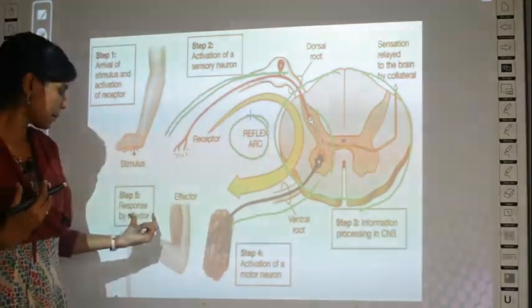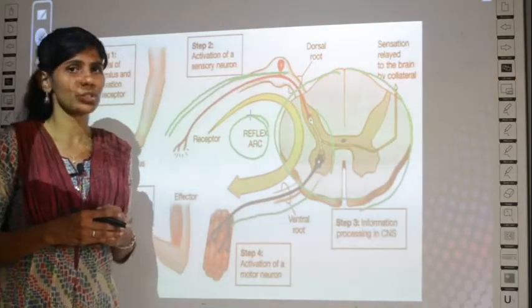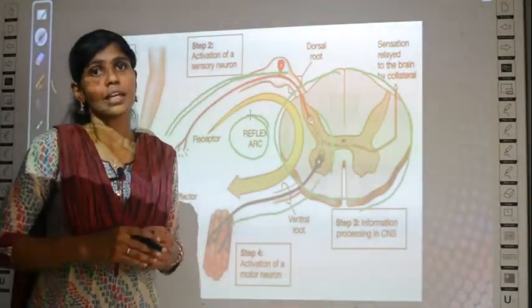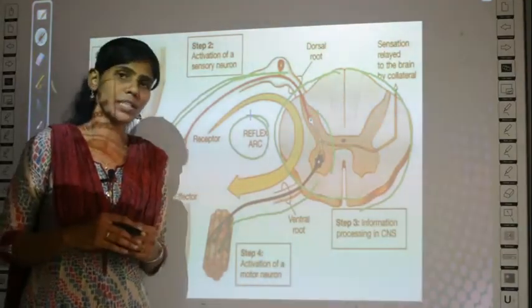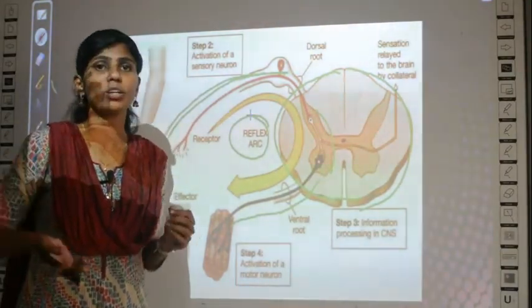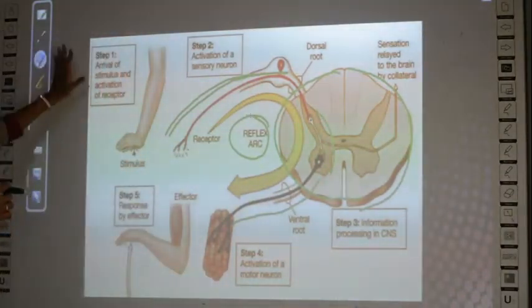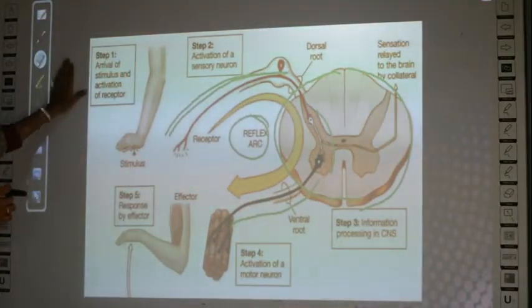And the fifth step is response of the effector. Which is the effector? Muscles is the effector. Now what response does it give? It creates movement. There is movement of muscles so that your hand is moved and your pain is stopped. So this is about reflex actions.